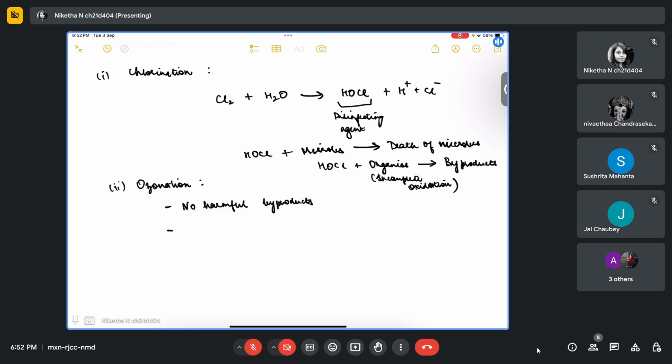Sometimes when we use chlorine in water, it will produce some kind of odor. That's because chlorine gas has some smell, and sometimes the organics will undergo oxidation, so that will also contribute to odor. But when we go for ozonation, there will be no odor, and it also removes taste and color.